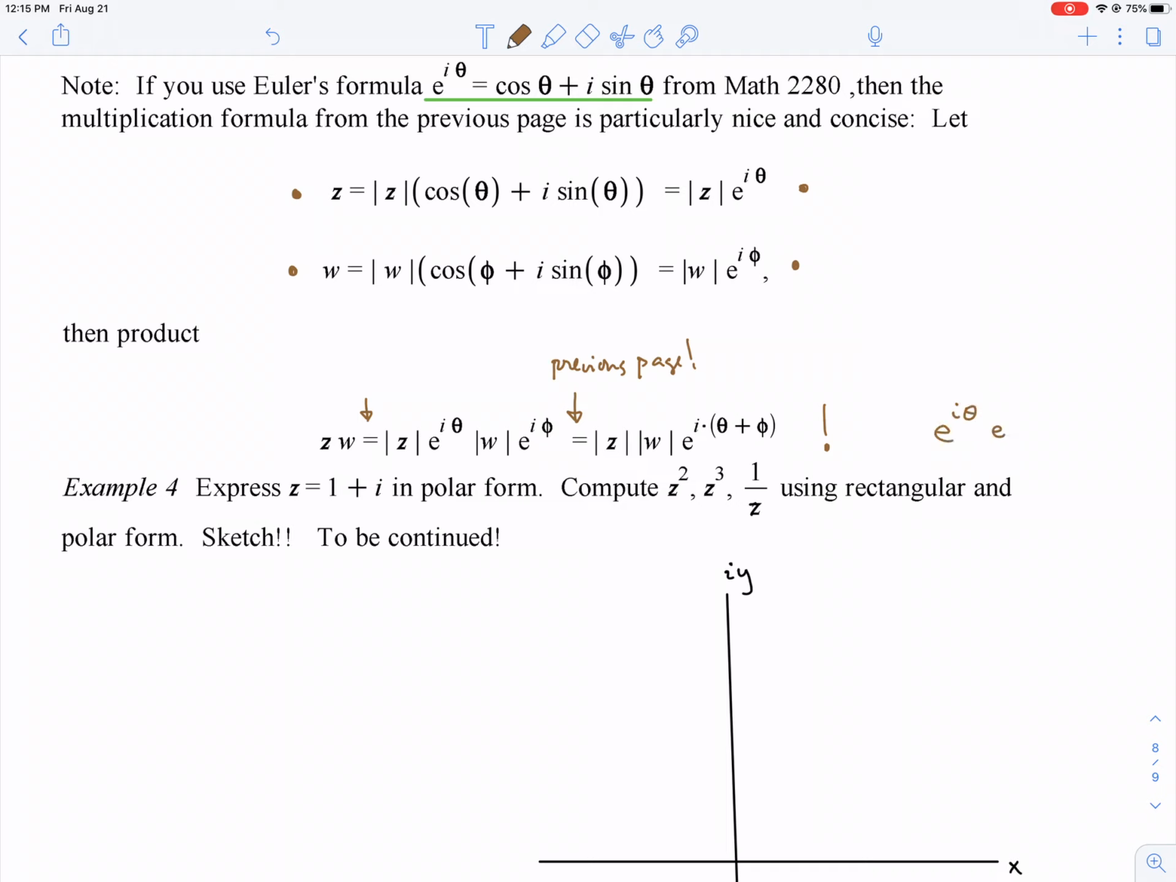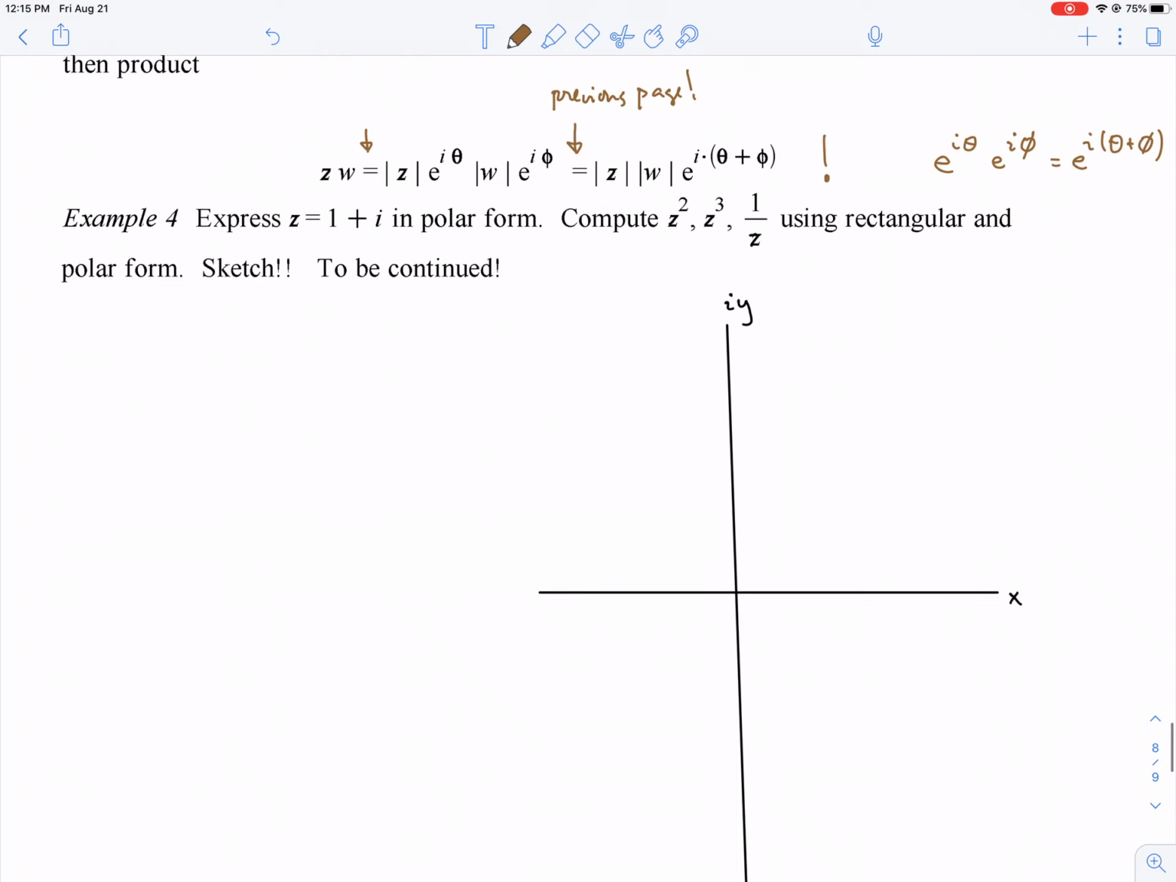What we showed on the previous page was that e to the I theta times e to the I phi is e to the I theta plus phi. Let's end by just illustrating multiplication in one example. So we're going to focus on 1 plus I, which lives in the complex plane.